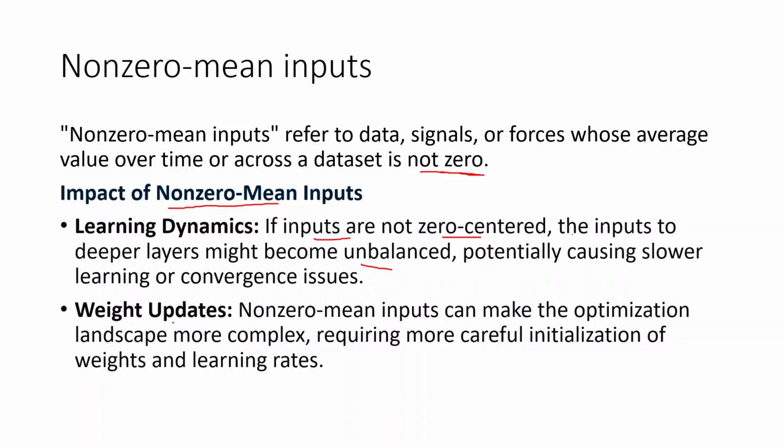And also weight updates. Non-zero mean inputs can make the optimization landscape more complex, requiring more careful initialization of the weights and then the learning rates. That is, non-zero mean inputs will have some impact. Therefore, we have to look at what measures we can take to overcome this.